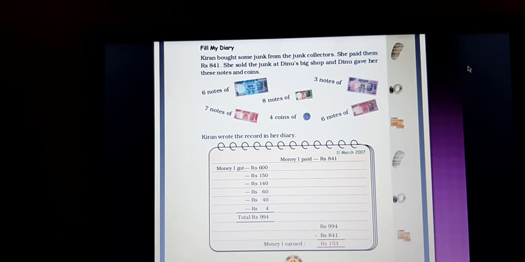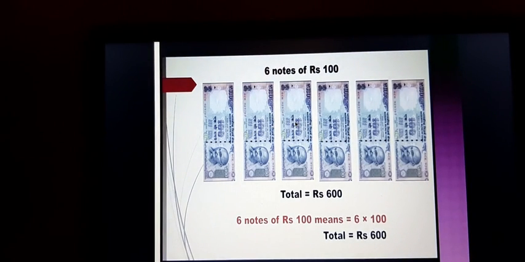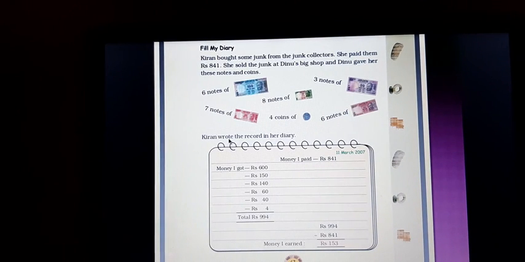Whatever money she got, she has to calculate how much she got and how many notes and how many coins she got. Like that, you have to calculate here. So we have to see that. What you have to do is, here you can see six notes of 100, seven notes of 20, eight notes of 5 rupees, three notes of 50, six notes of 10, and four coins. And based on that, you have to write this.